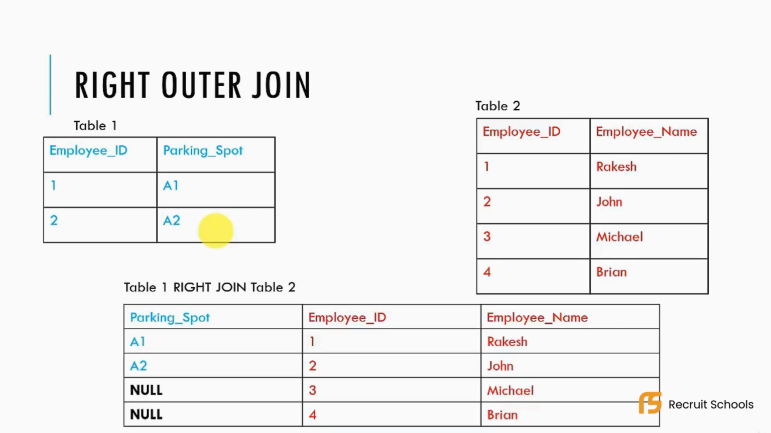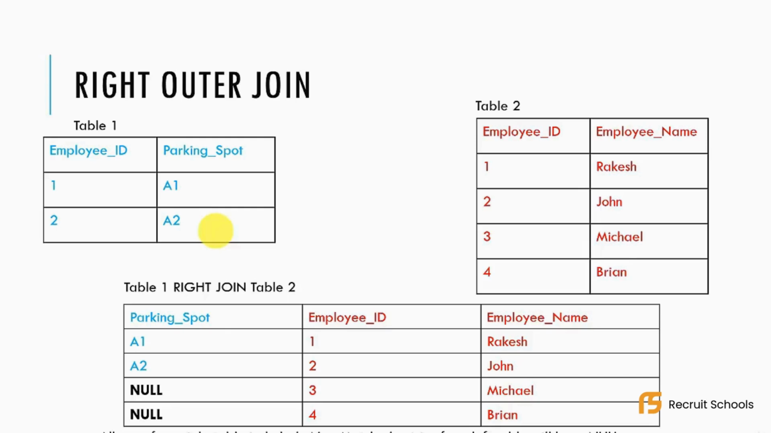what will happen? Table 1, right join table 2, meaning take everything from table 2. And whatever matches with table 1, substitute the values. Whatever does not match, put a null, right? So that's the basic difference. When you have a left outer join, that means take everything from the left table. When you have a right outer join, take everything from the right table. So that's the major difference.